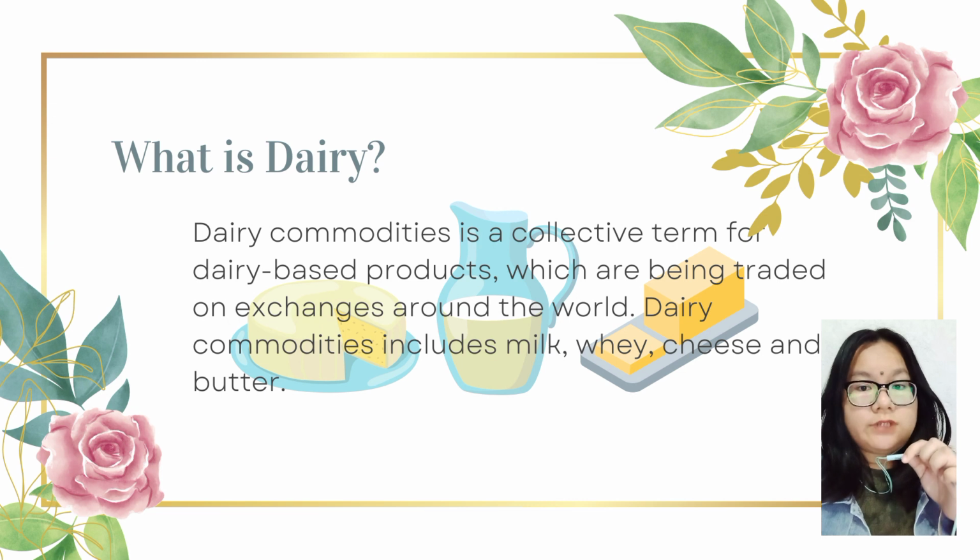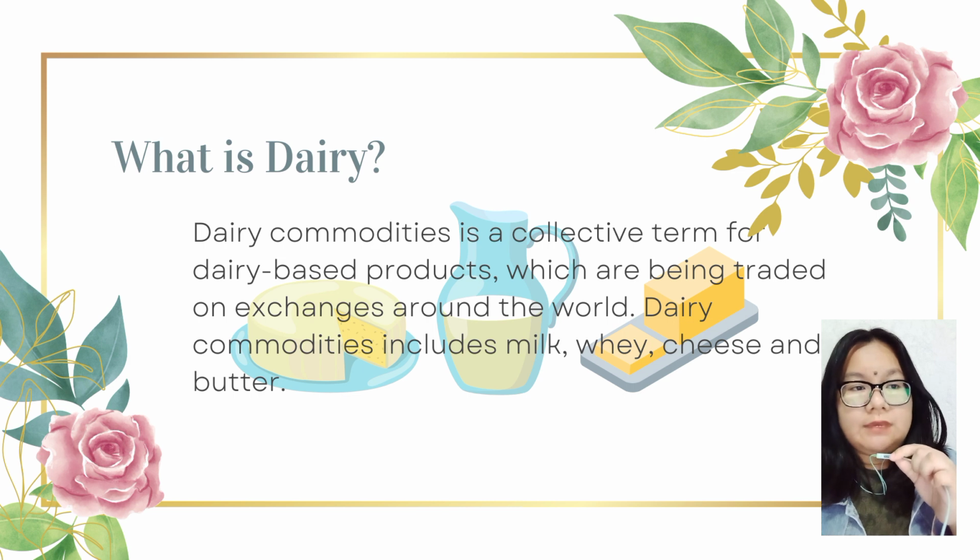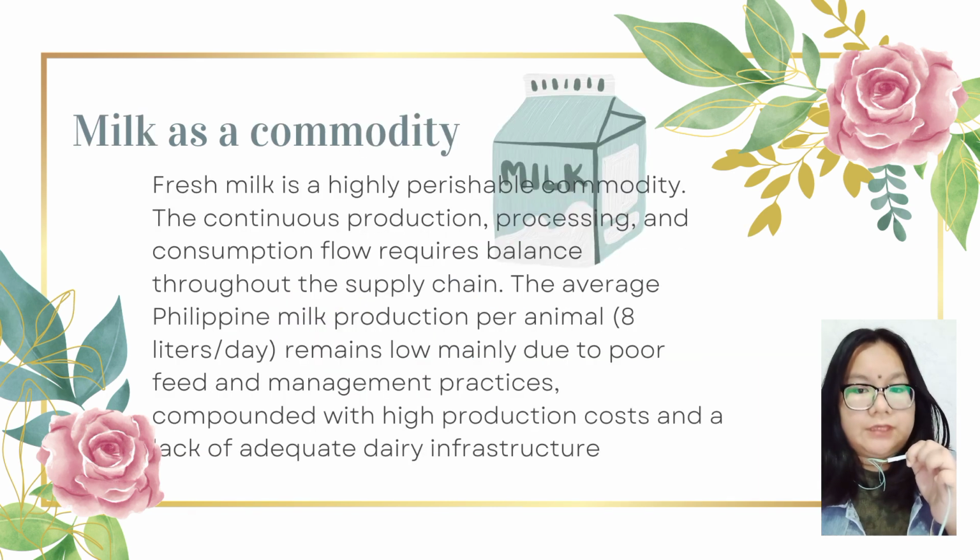One of the agricultural commodities is dairy. Dairy commodities is a collective term for dairy-based products which are being traded on exchanges around the world. This includes milk, whey, cheese, and butter. The significance of dairy to the rural agricultural economy cannot be overstated. American dairies provide a vital source of income to rural families. The overwhelming majority of dairy farms are family-owned and operated, keeping earnings in rural areas and stimulating the rural economy.